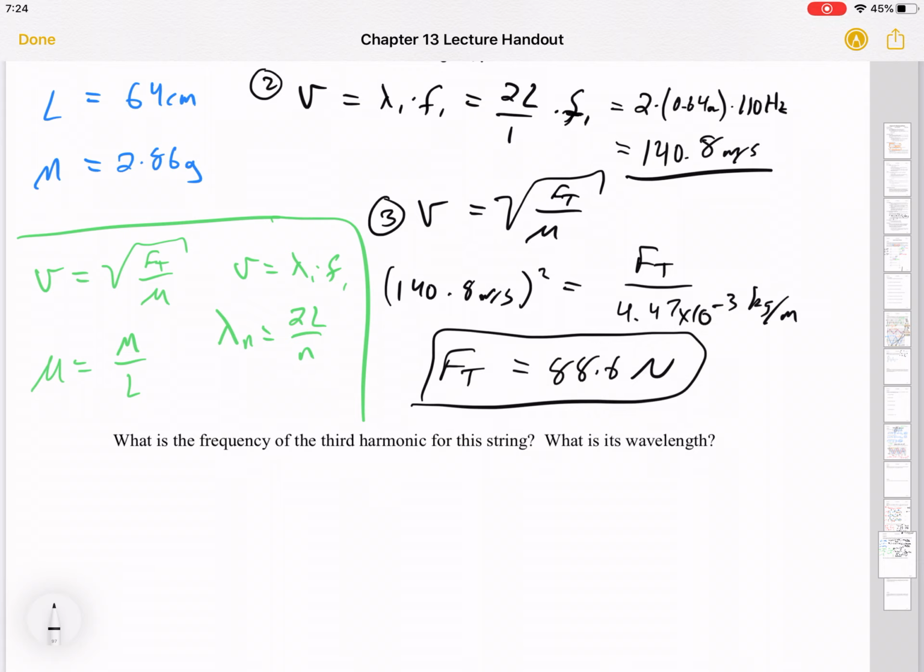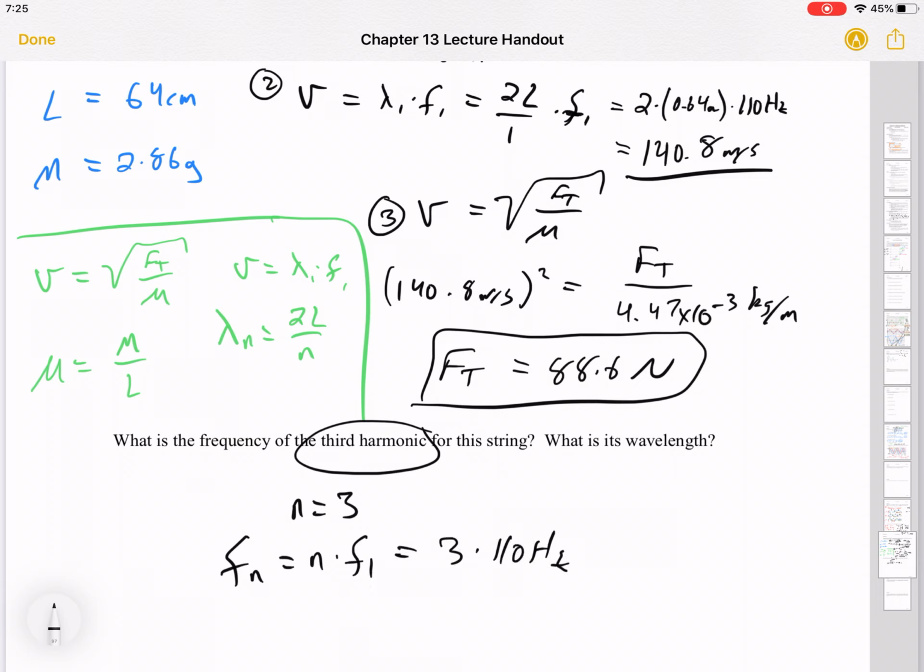So we could also ask, what is the frequency of the third harmonic for this string? When you pluck a guitar string, what you hear is the fundamental. But you can force the harmonics to come by damping out the fundamental, by touching the string in certain spots. So you could get the third harmonic. That's n equals 3. What is that frequency? Well, f sub n is n times f sub 1, so it's just 3 times 110 hertz, or 330 hertz.